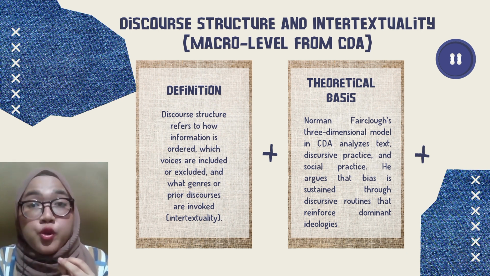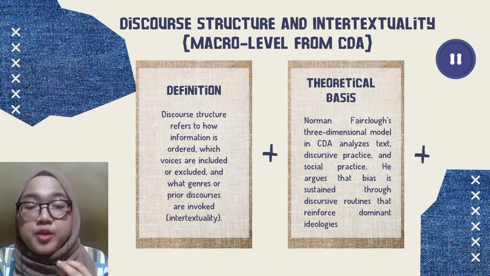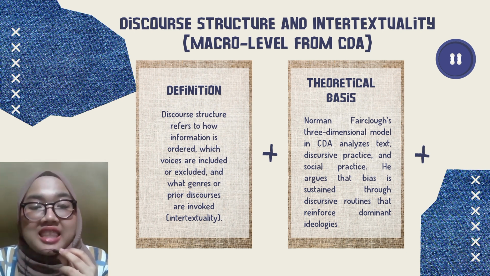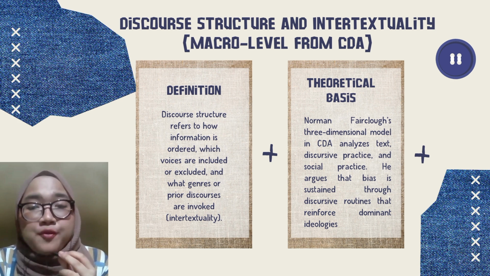According to Norman Fairclough's three-dimensional model in critical discourse analysis, or CDA, we can understand media language by looking at three levels: the text itself, meaning the words used; the discursive practice, how the text is produced and consumed; and the social practice, what values, power, or ideologies it reflects. He believes bias in the media isn't just about words, it's built into the routines and patterns used to support powerful groups or ideas. These patterns are often repeated so often they feel normal even when they are biased.